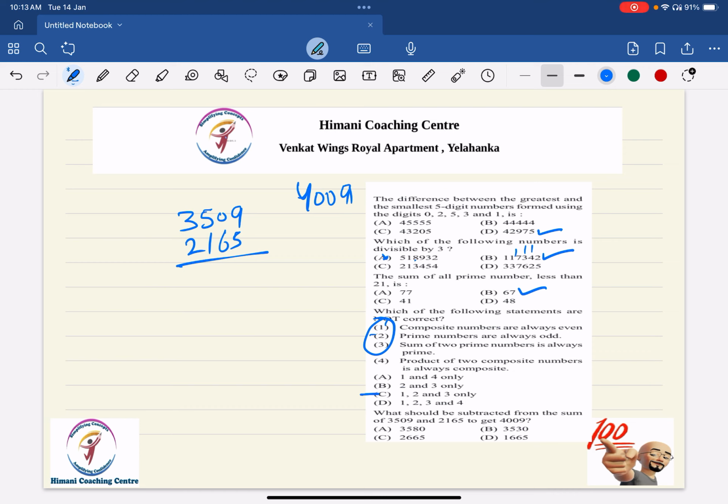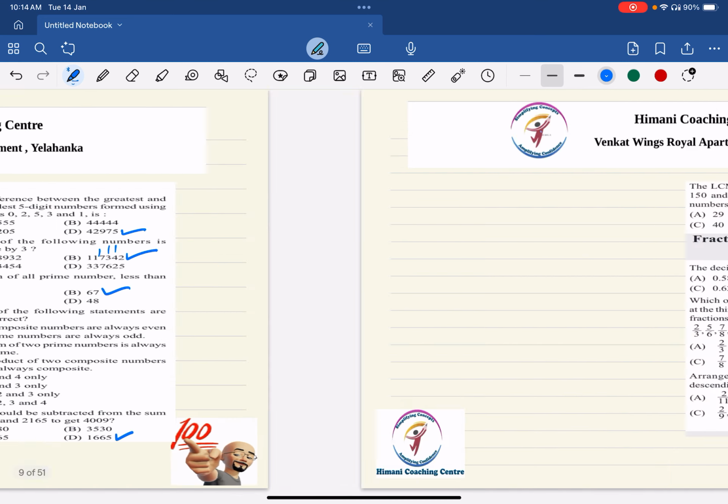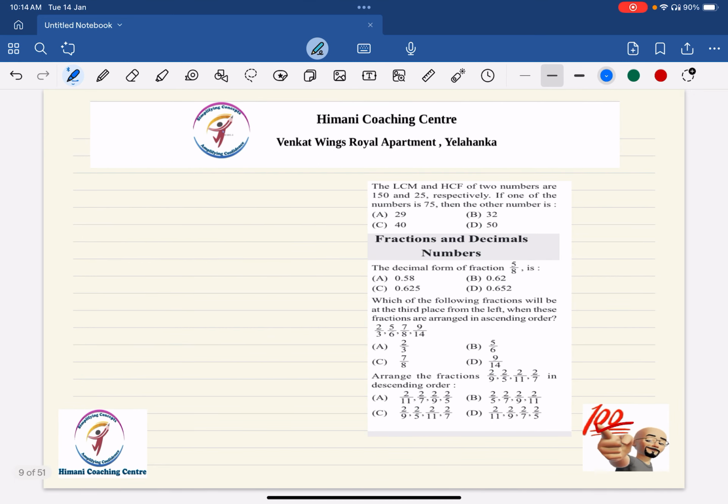So let us first add this. 9 and 5, 14, 1 carry over, 6 and 1, 7, 5 and 1, 6. Now, what should we subtract from this to get 4009? Let us subtract 4009 from this and get the answer. So, this would be 6, 14 minus 9 is 5, 6 minus 0 is 6, 6 minus 0 is 6. So, 1665, D is the right option. Okay, students, let's move on to the next question.